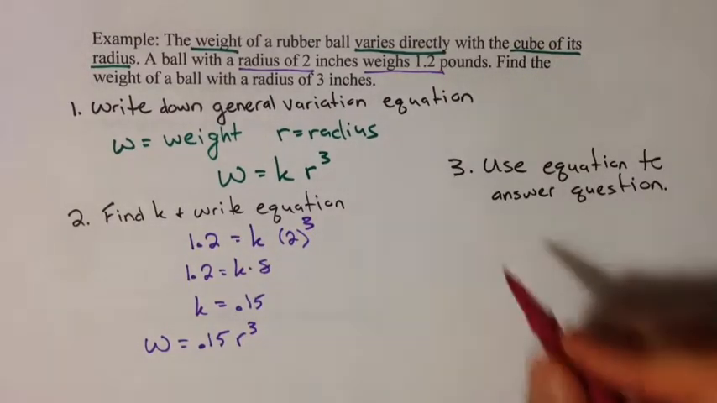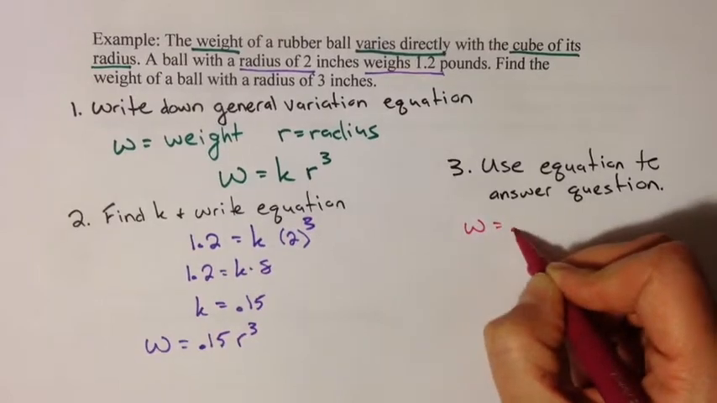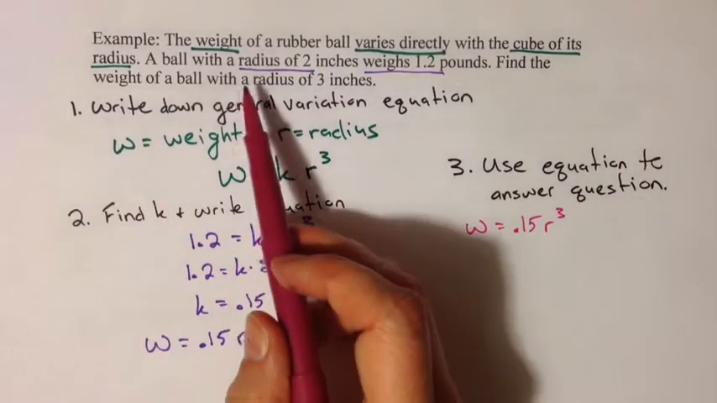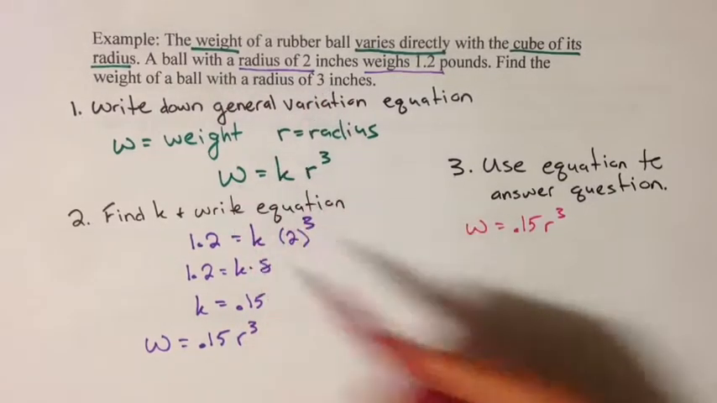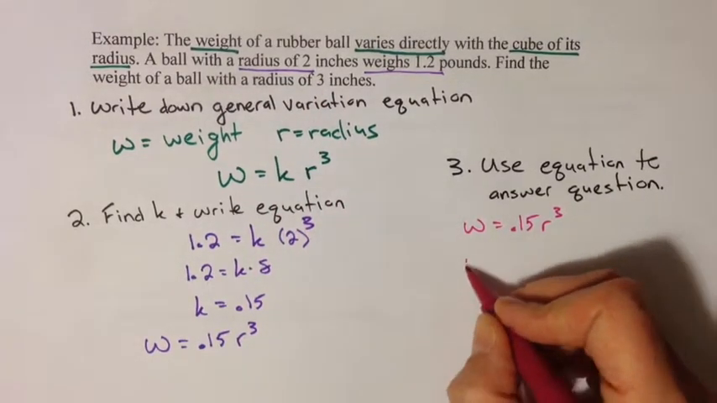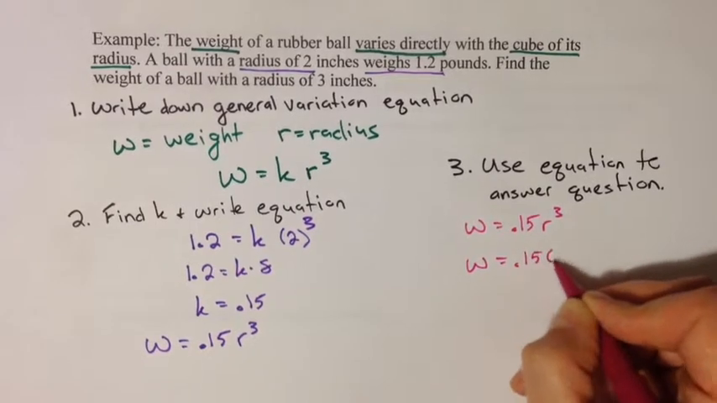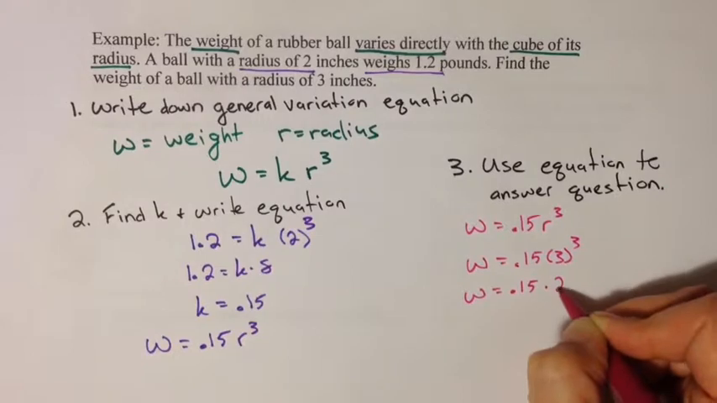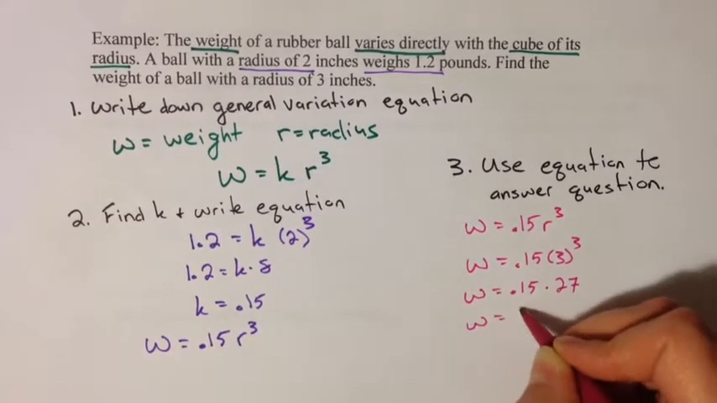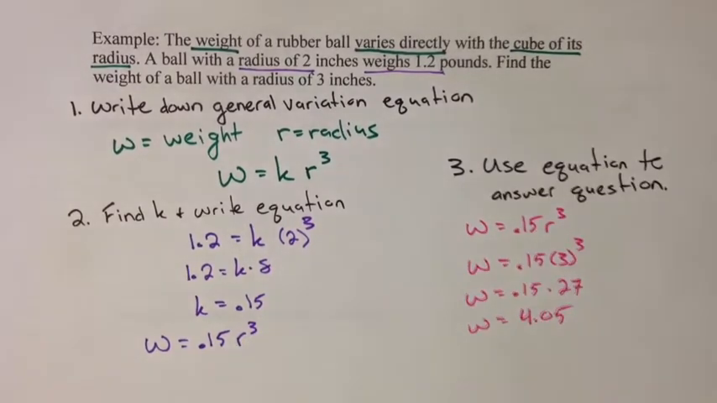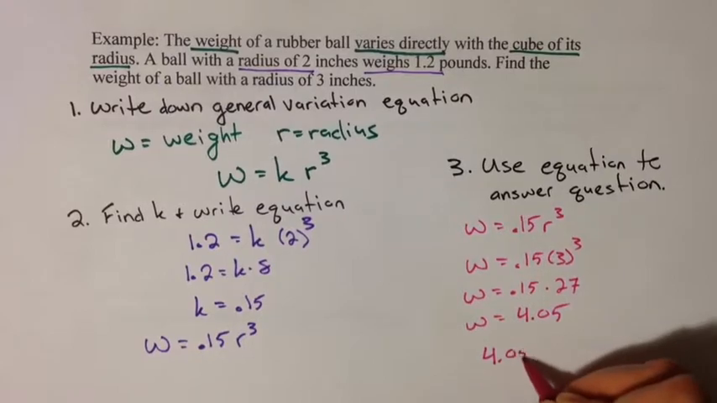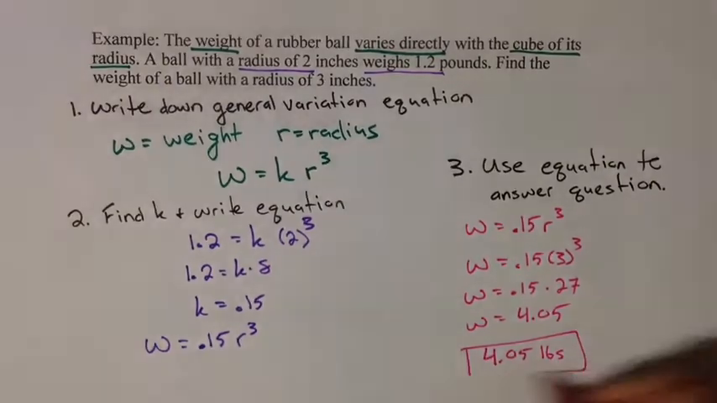So we know now that the weight of the ball equals 0.15 times the radius cubed. And I would like to find the weight of a ball with a radius of 3 inches, so I just plug 3 in for the radius and find out what the weight is that goes with that. So it looks like for this particular type of rubber ball, if it has a radius of 3 inches, it will have a weight of 4.05 pounds.